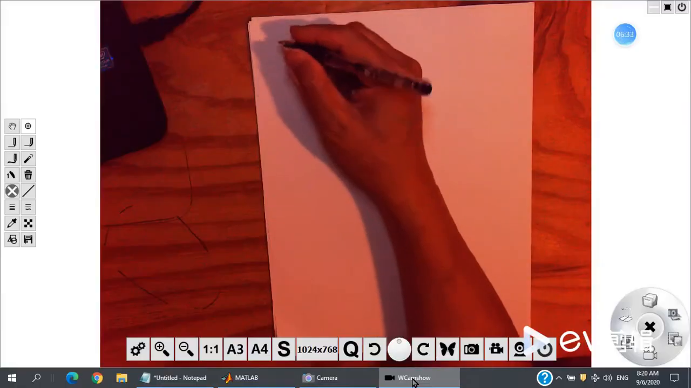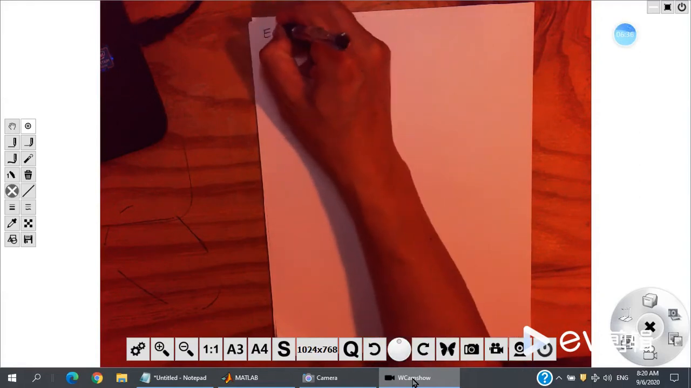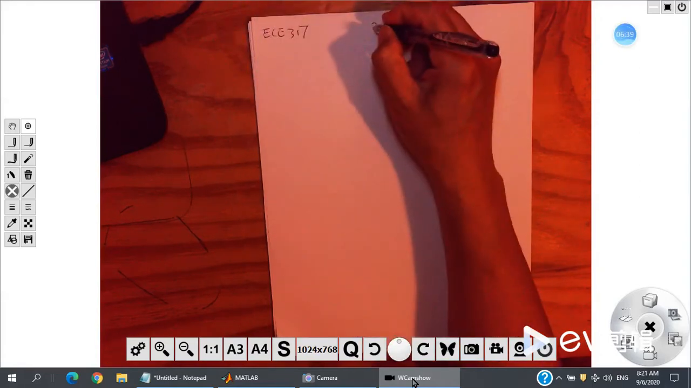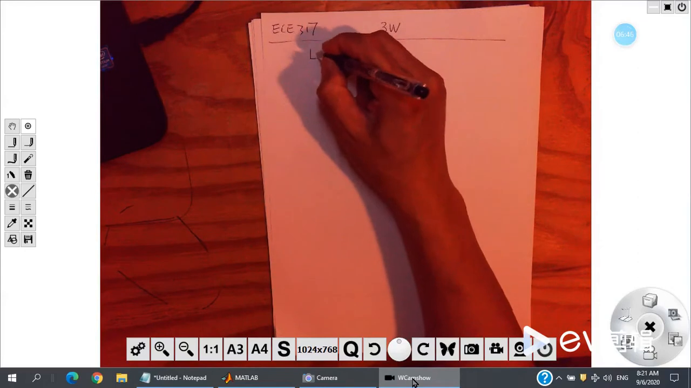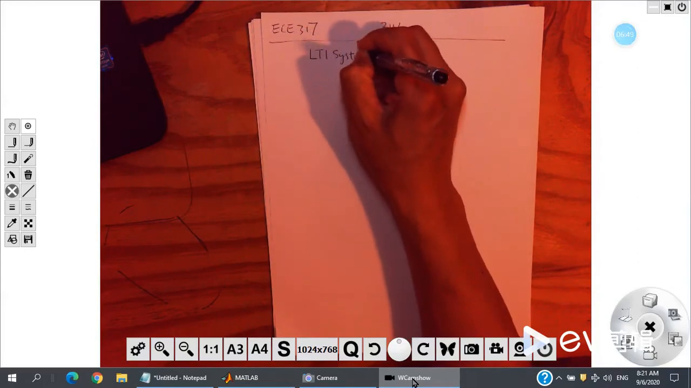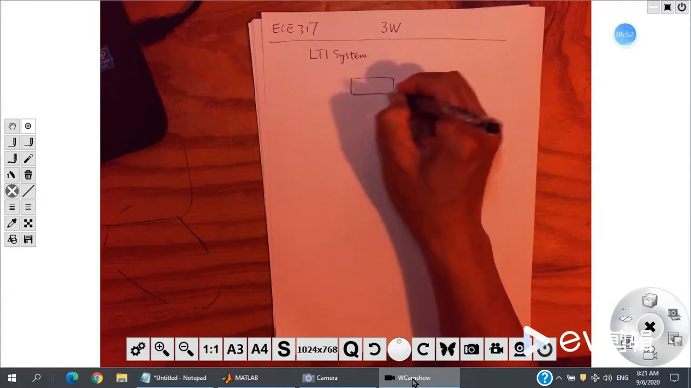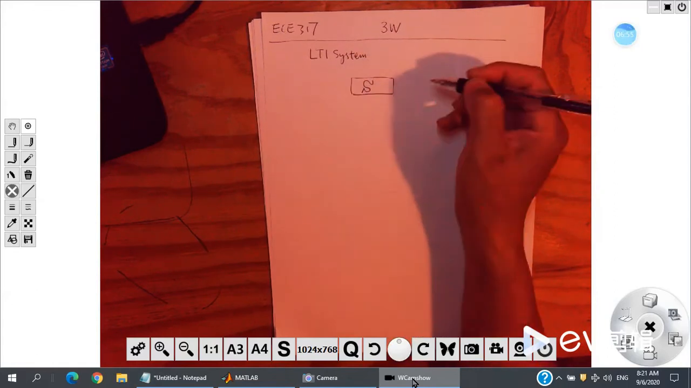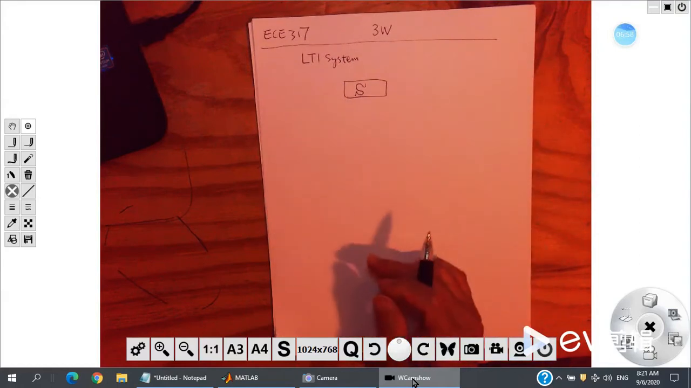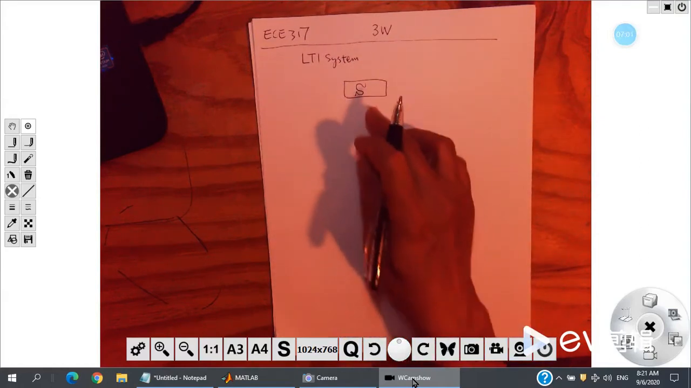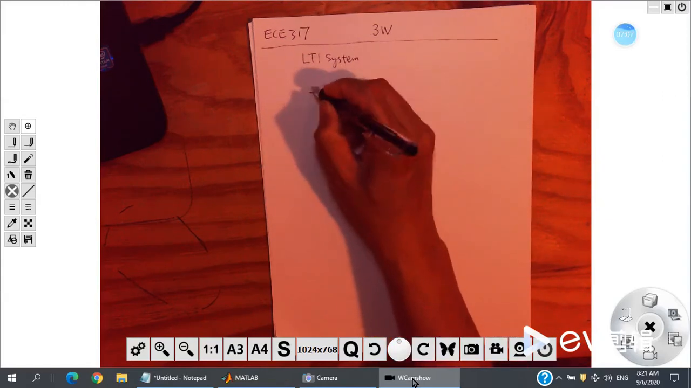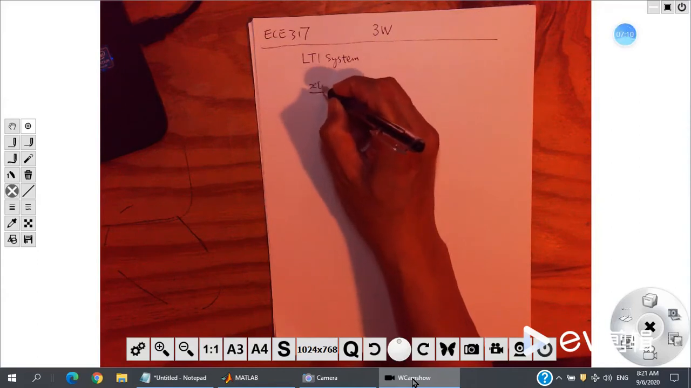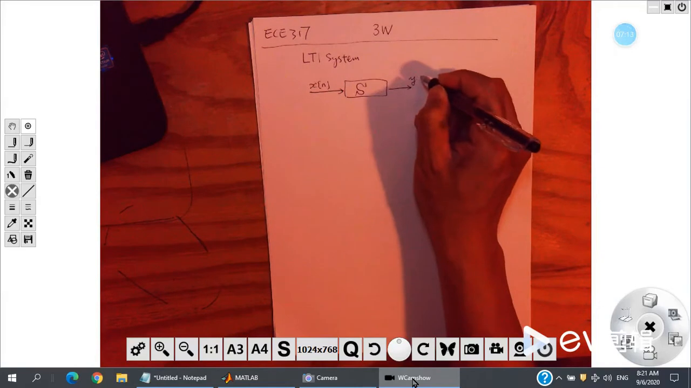All right. Let's go to the class. This is the ECE317, third week, Wednesday class. We are studying the LTI system. We can represent it in this way. The system, I put S here as the name of the system. You can also use A, B, C, D, any capital letter for the name of the system. The input signal is x of n, and the output signal is y of n.